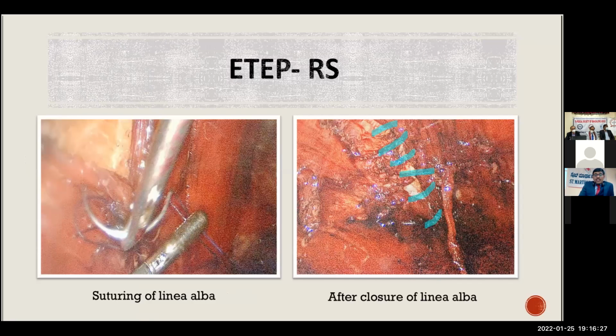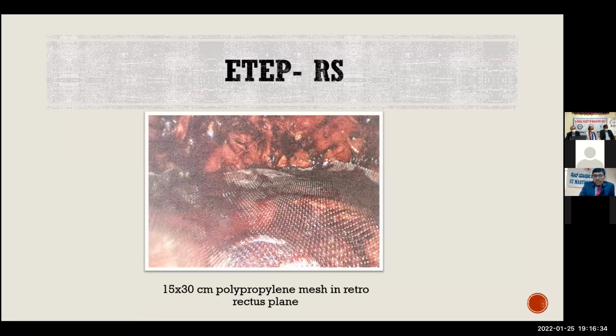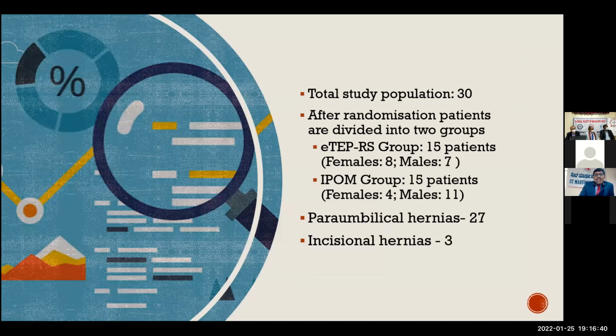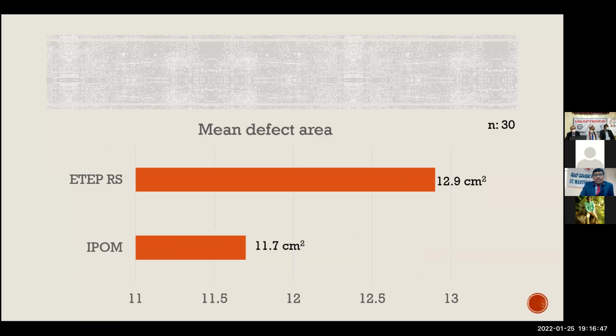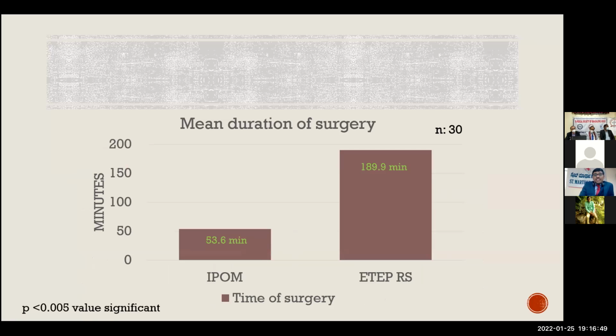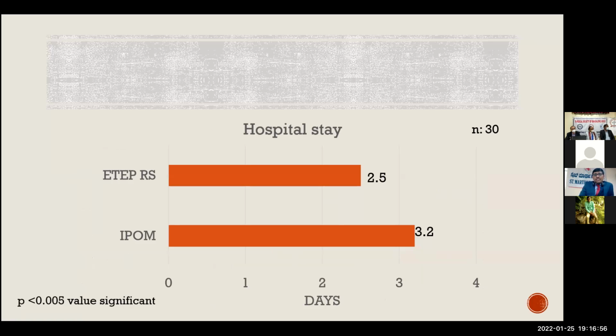Coming to the results of our study, out of a total study population of 30, 15 patients are in the Etep-RS group and 15 are in the Ipom group. Mean age of patients in the Etep-RS group was found to be 49.5 years, and in Ipom it is found to be 46.8 years. Mean defect area was found to be more in the Etep-RS group when compared to Ipom. Mean duration of surgery was significantly more in the Etep-RS group when compared to Ipom. Patients in the Etep-RS group had a short hospital stay of 2.5 days.